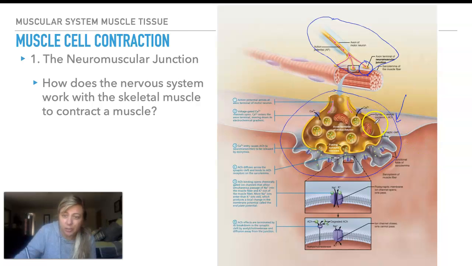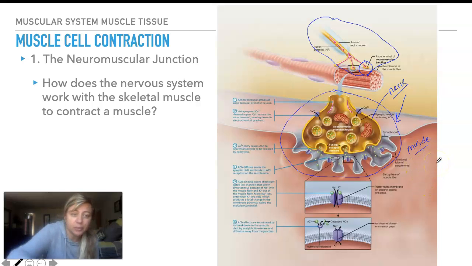To orient yourself, everything yellow in this picture, right? That's a nerve. Specifically, it's the end of a nerve called an axon terminal. And where it's meeting the surface, this is the muscle cell.